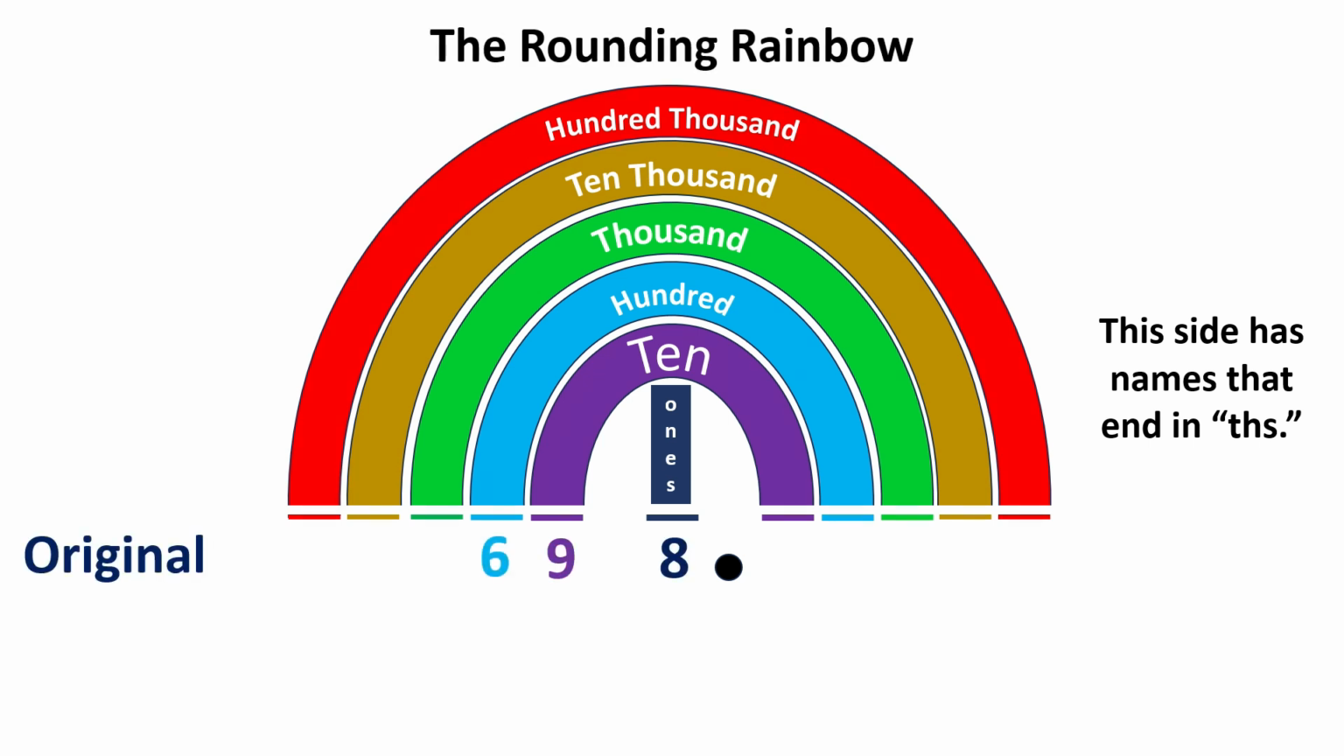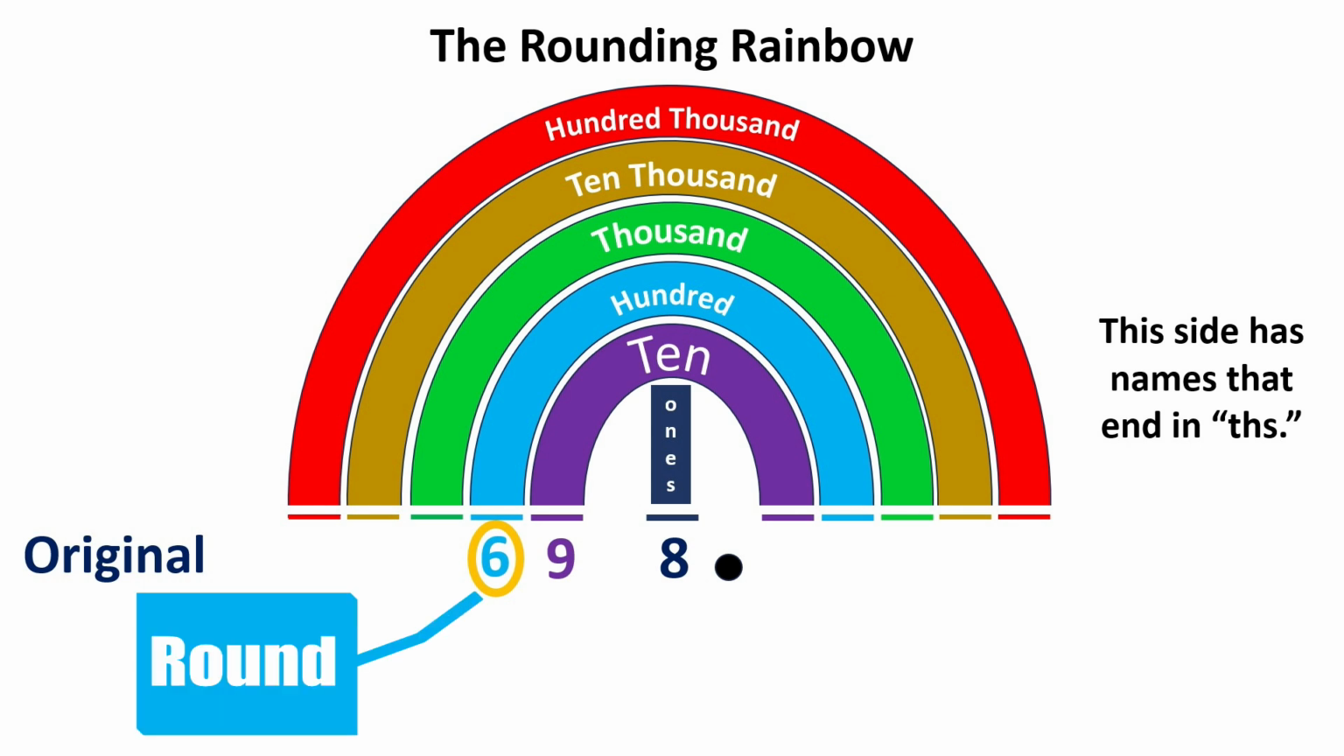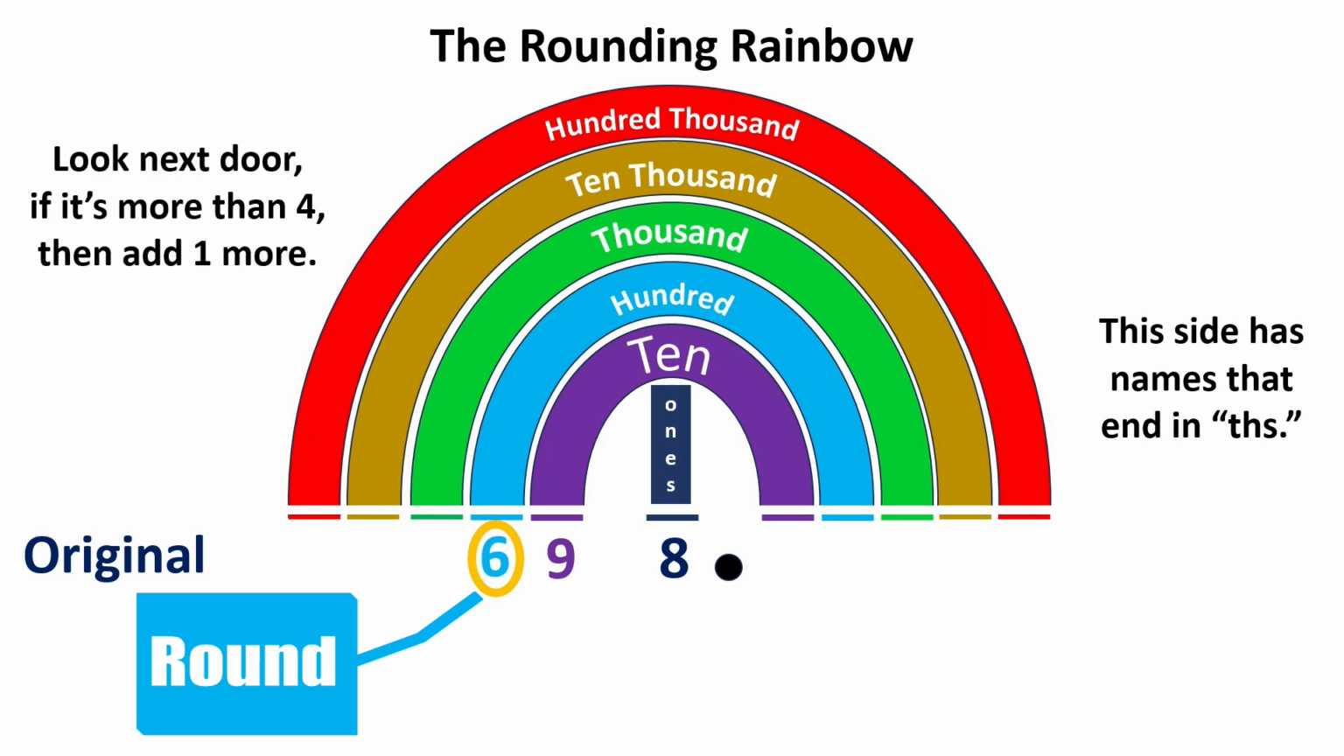Here's the original number we want to round. First, we circle the place value we want to round. In this case, we're going to round the hundreds place value. It's important to use a circle, as we'll explain shortly. One way to remember to use a circle is because a circle is round, and we're rounding a place's value. Then we write the rhyme that tells us how to round. It says, look next door, if it's more than 4, then add 1 more.